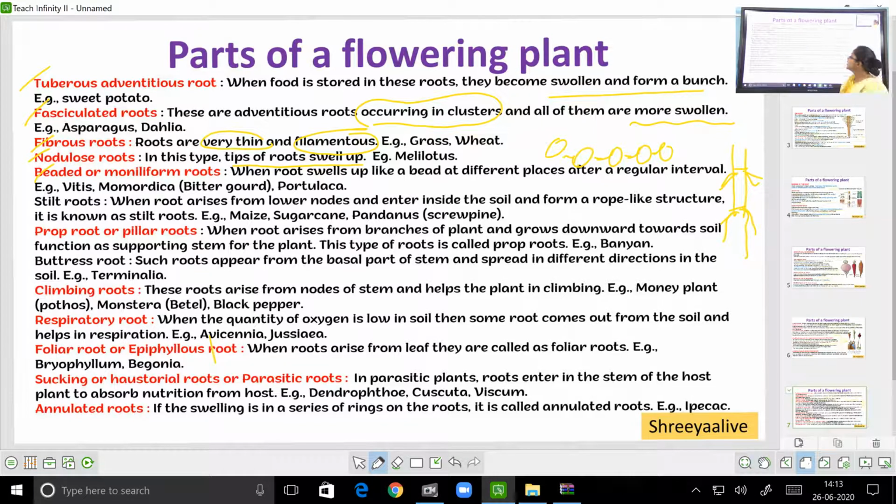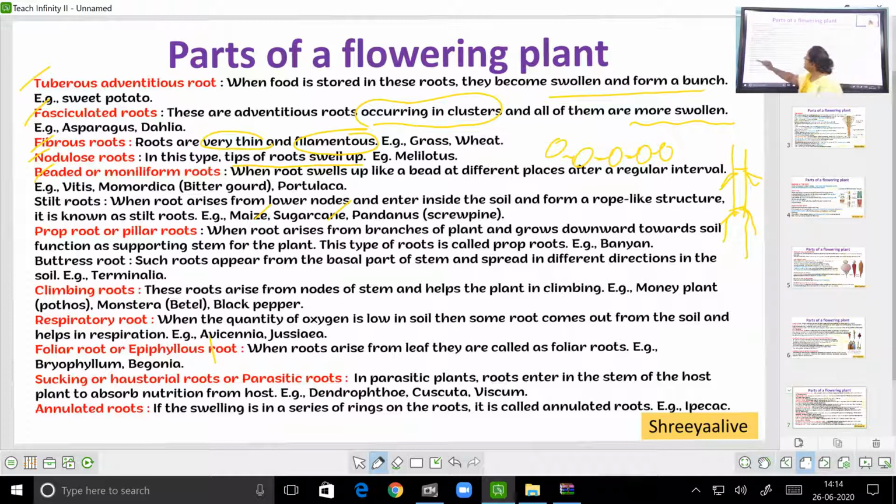The main purpose is they give support for the growing plants. They always arise or develop from the lower nodal region. Examples, maize, sugarcane. Then prop root or pillar root.